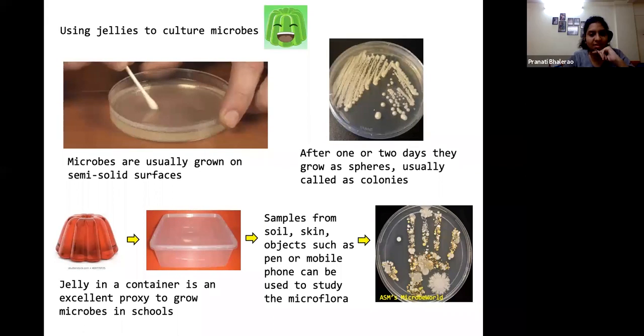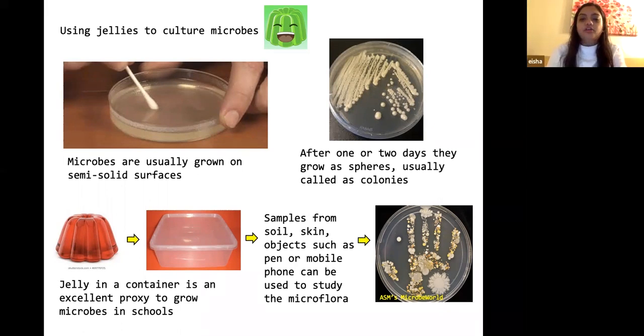How do you transfer these samples from different sources, soil or your skin, onto the jelly plate if they're doing it in school? Okay, very good question. To transfer soil, I would put soil and dissolve it in water, then take some drops and put them on the jelly for it to grow, and that is enough.